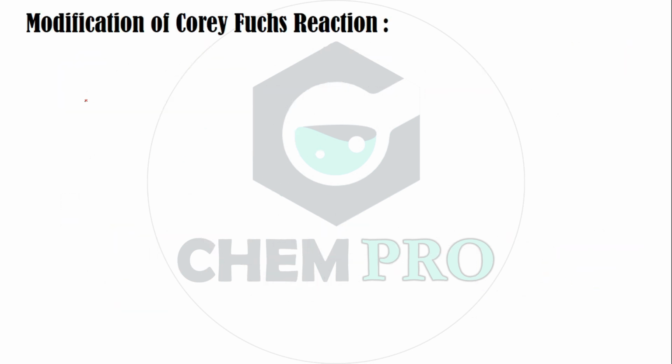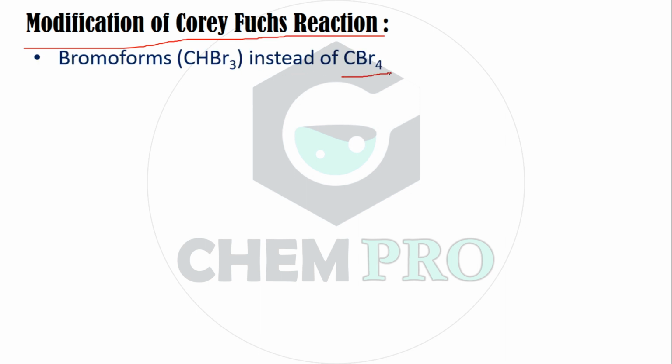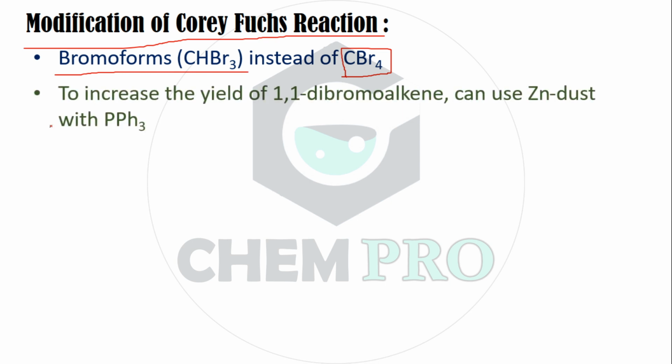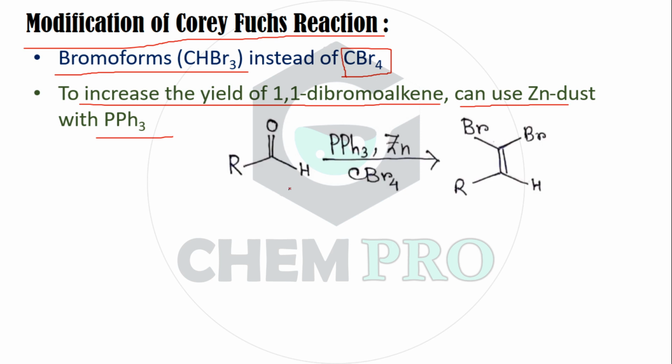Now the modification of Corey-Fuchs reaction. In the place of CBr4, that is tetrabromomethane, we can use just bromoform. Okay. Next, to increase the yield of the 1,1-dibromoalkene, we can just use the zinc dust with the PPh3. In this step, we can use zinc dust along with the PPh3 and CBr4 or tetrabromomethane or bromoform.